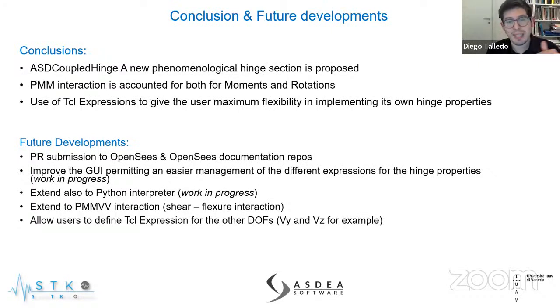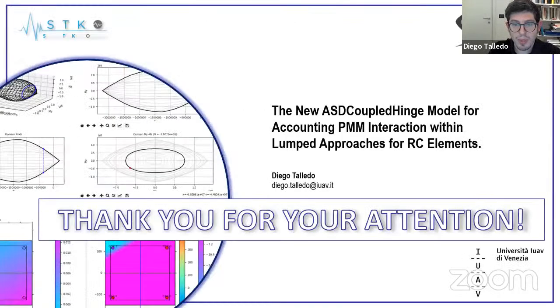Then we want to extend the interaction also to shear, so PMM VV, for also accounting for the shear flexion interaction, and consequently allowing the user to define their own expressions, Tickle or the new versions that we will find for the other degrees of freedom, like for instance the shears, so that we can add shear models and so on. So with this, I conclude. I thank you very much for your attention, and I'm of course open for questions.